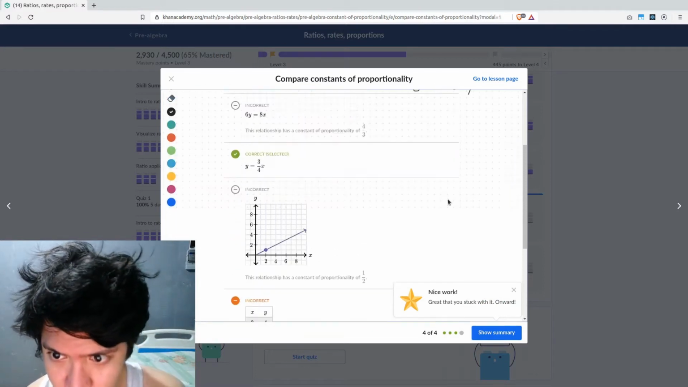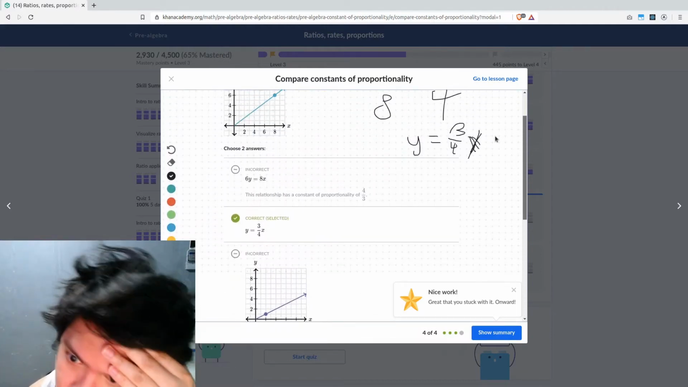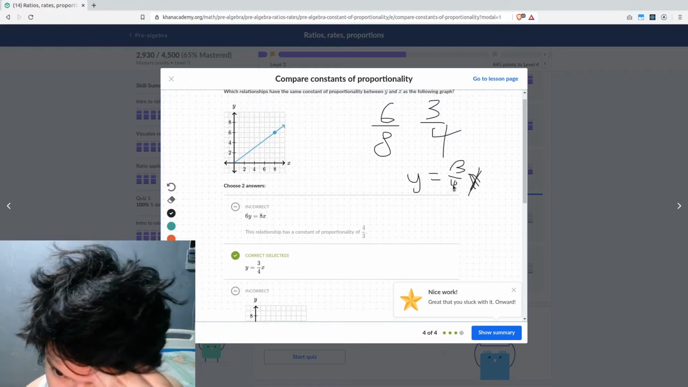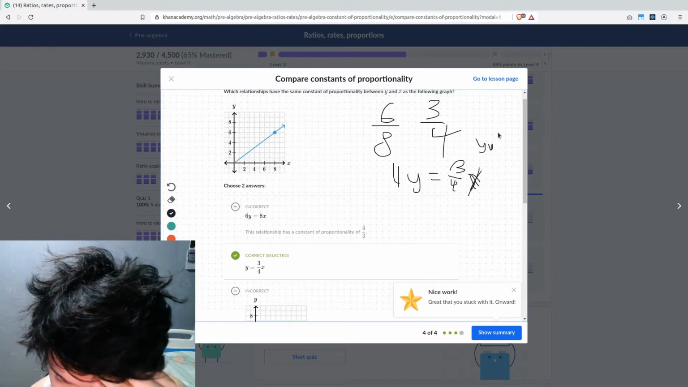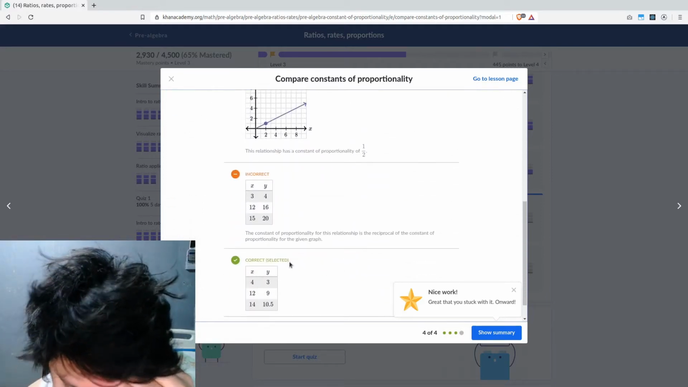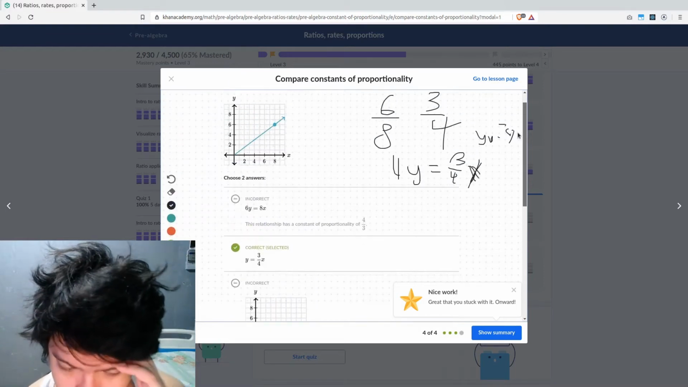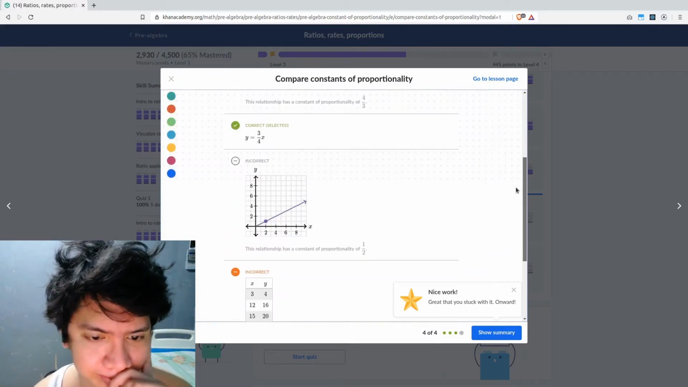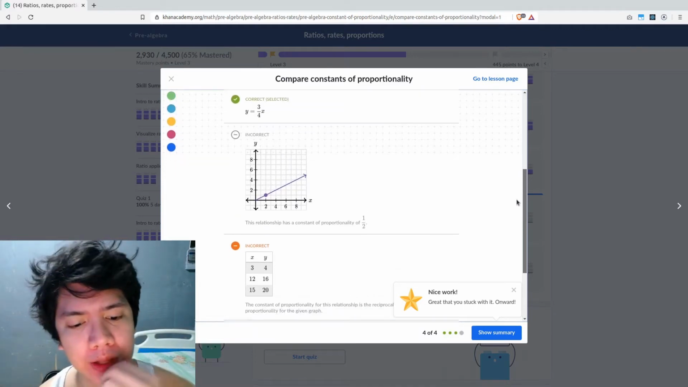So we have y equals 3/4 x. Oh my god, this is insane. If you multiply both sides by 4, you get 4y equals 3x. 4y and 3x. I am so confused. Why does that work? Apparently I'm not supposed to do it like that.